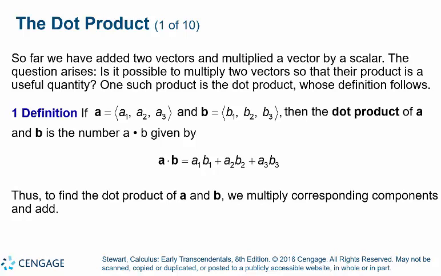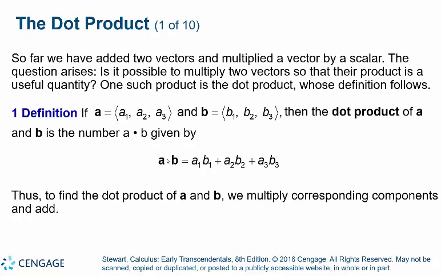So the question arises, is it possible to multiply two vectors so that their product is a useful quantity? It turns out yes. One such product is what's called the dot product, whose definition is as follows. Here I have a three-dimensional vector A given by the components A1, A2, A3, and a three-dimensional vector B with the components B1, B2, B3. Then the dot product of A and B is a number, and we denote it as A times B, just like that, given by the following.